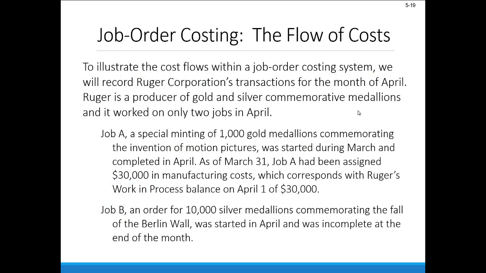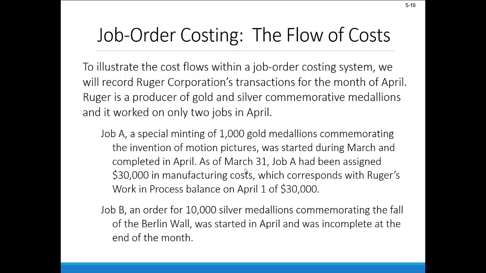Okay, let's use some examples here to look at some possible journal entries. To illustrate the cost flows within our job order costing system, we're going to record some transactions for Ruger Corporation for this month of April. They're a producer of gold and silver commemorative medallions, and they're only working on 2 custom jobs here in April. Job A is a special minting of some gold medallions commemorating the invention of motion pictures. It was started during March and finished in April.